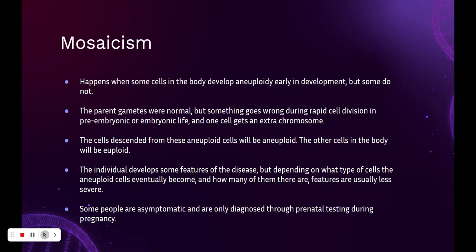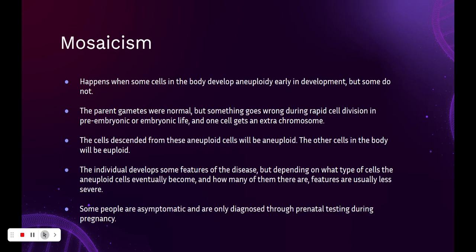They will look like the parent cell. The other cells in the body will be euploid. So it depends on how early it happened because that's going to determine what percentage. But the individual will develop some features of the disease. Depending on which type of cells the aneuploid cells eventually become, if they become a type of cell that really doesn't have to code for the proteins in most of those genes, and depending on how many cells there are, features are usually less severe. And you can have people who have cells in their body that are trisomy 18, which is usually lethal, and they're walking around and they're normal.